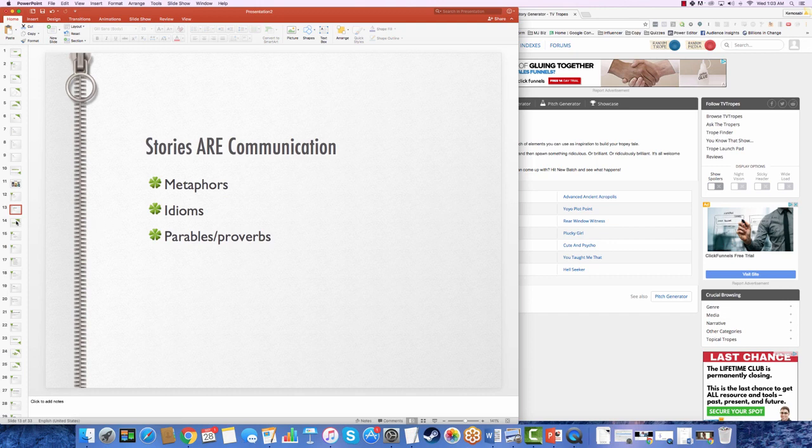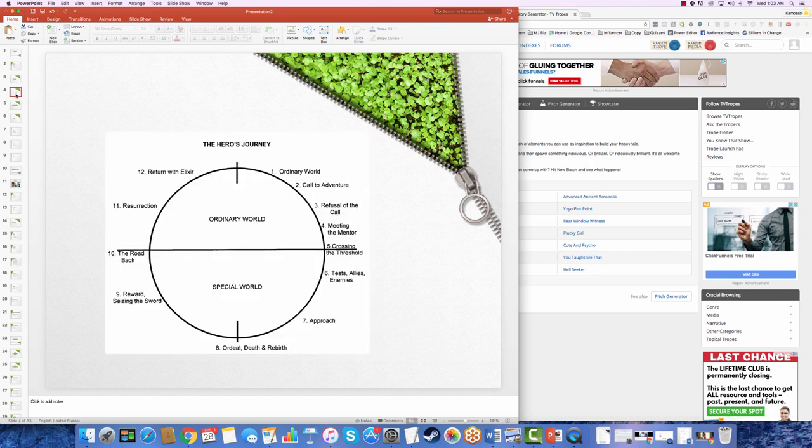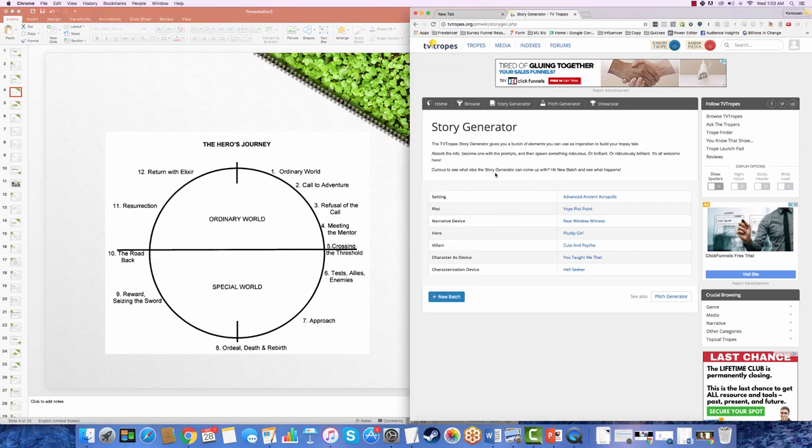So keep that in mind. Now, the next thing I want to tell you about with the myth of the hero's journey is that there is no sandbox. There is no specific template to telling a story. If you use this as a rough guide, a very rough guide, and you use TV Tropes or any other type of story stuff that you find, you can tell the story however you want.